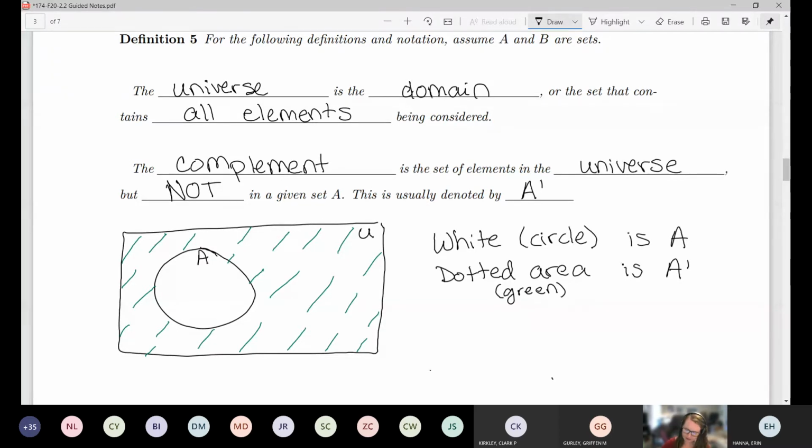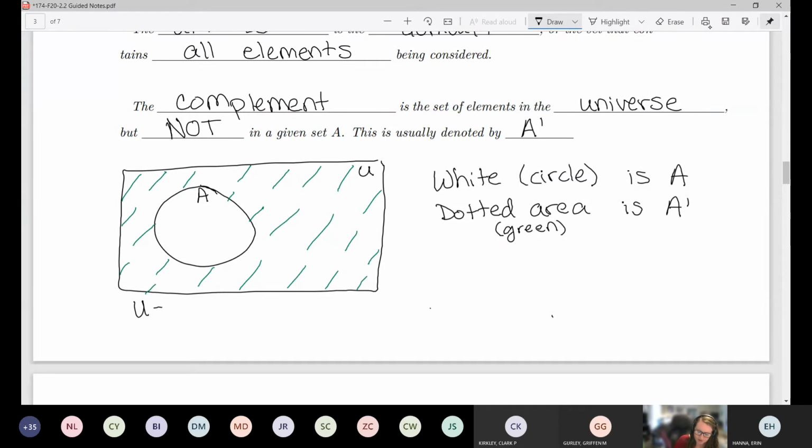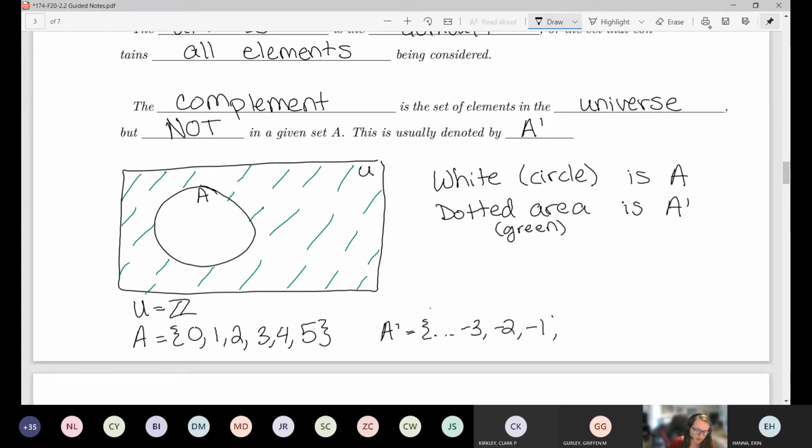So let's say, for example, you took the universe to be all integers. And then you took a set A to just be 0, 1, 2, 3, 4, and 5, and that's all you have in A. Then your A complement would have to be absolutely every other integer that's not 0, 1, 2, 3, 4, or 5. So going backwards, we'd have -3, -2, -1, but then we'd have to jump to 6, 7, 8. So essentially, it's everything that's not in A, but in the universe.